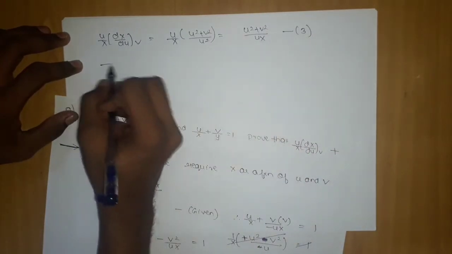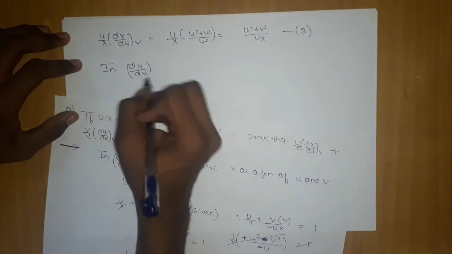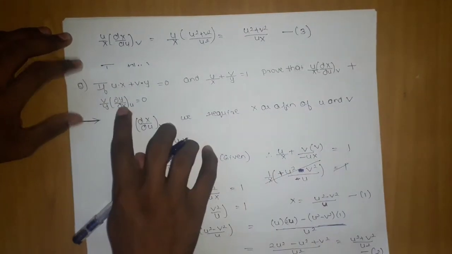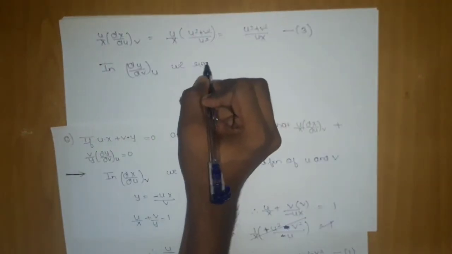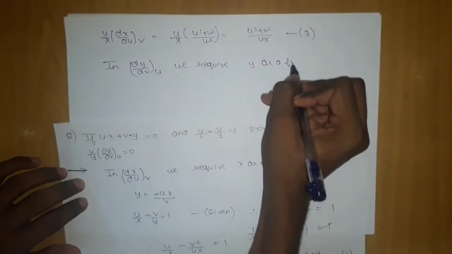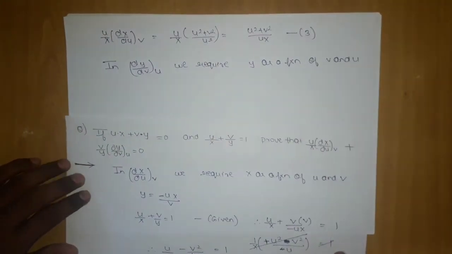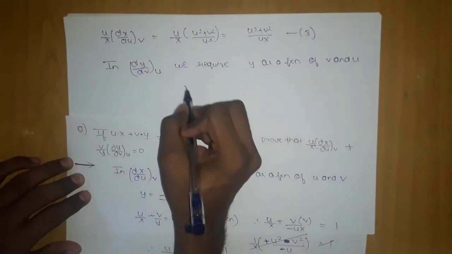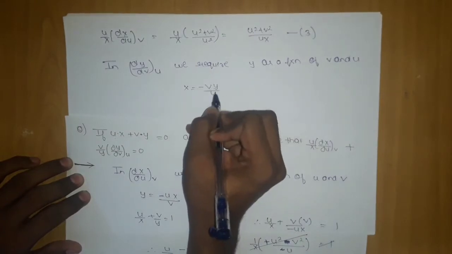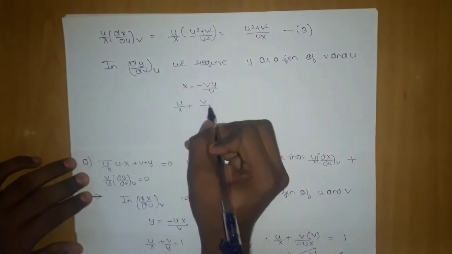Now similarly, in dou y by dou v keeping u constant, we require y as a function of v and u, right? So what we are going to do? We are going to eliminate x. How? Using this equation, I can write x equals minus vy by u. Simple. We will substitute in the equation u by x plus v by y equals 1.